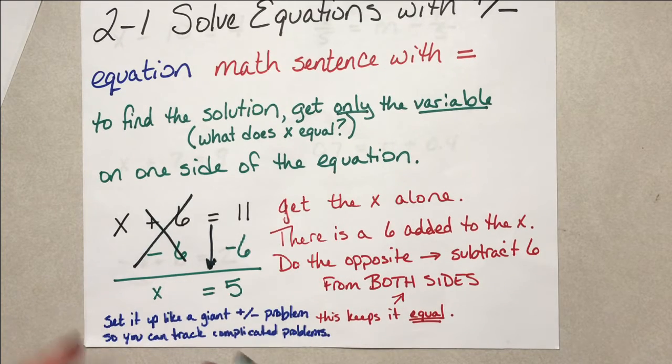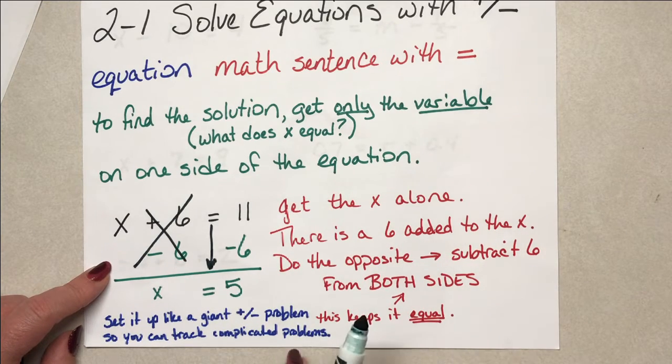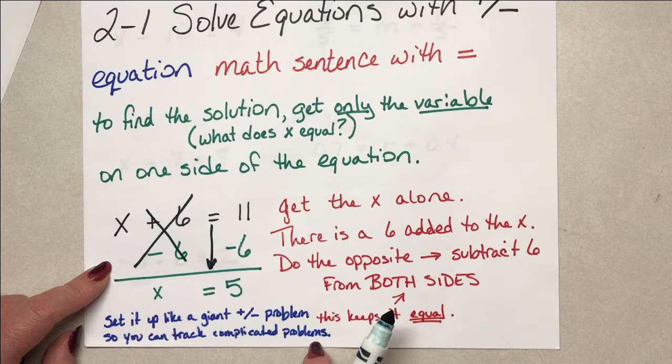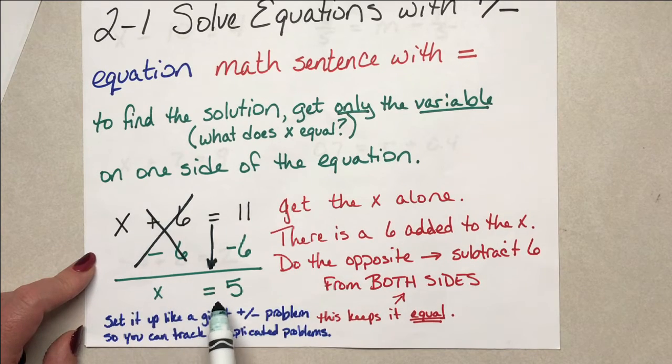I would like to see you write out the equation and then set it up like a giant addition subtraction problem so that you can keep track of complicated problems. These are going to get complicated pretty quickly. And we're going to have to track things, and you're going to want to do math quickly because nobody wants to spend a whole bunch of time doing math. So please set it up so that you can see everything easily. So let's do a few problems to practice this.